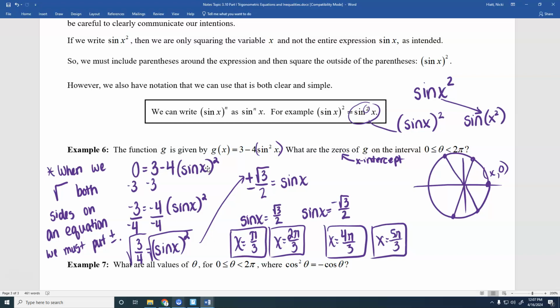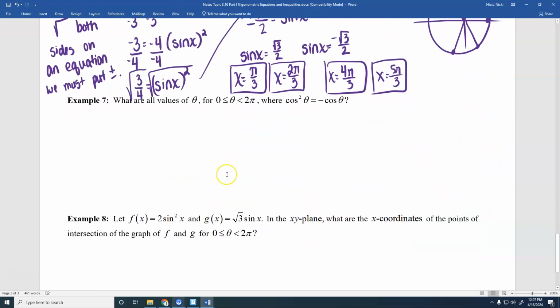Okay. Example 7. What are the values of theta for 0 less than or equal to theta less than 2 pi, where cosine squared theta equals negative cosine theta? So, any ideas on how to solve that one? Can I combine my cosine squared and my cosine? I cannot, because one of them is squared and one of them is not. It's like having an x squared and a regular x. I cannot put those together.